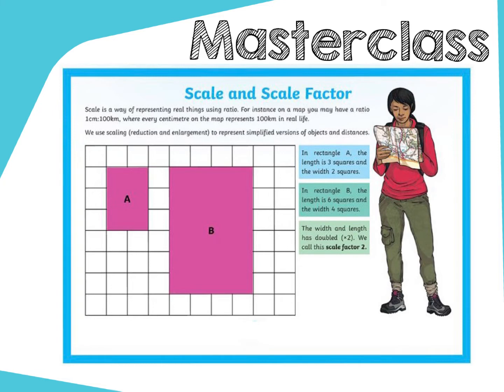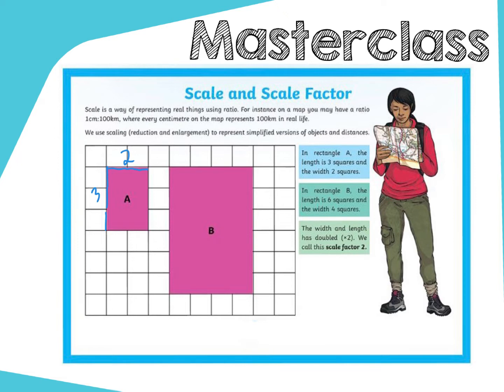Okay guys, so the first thing we're going to be looking at is scale factor and scale. As you can see over here, we have an object that has three squares long. We're going to be using the grids in the back behind to help us out. So if we look down here, we've got 1, 2 and 3. So this is 3, okay? And then we go across the top, looking at the height, we've got 1 and 2, okay?